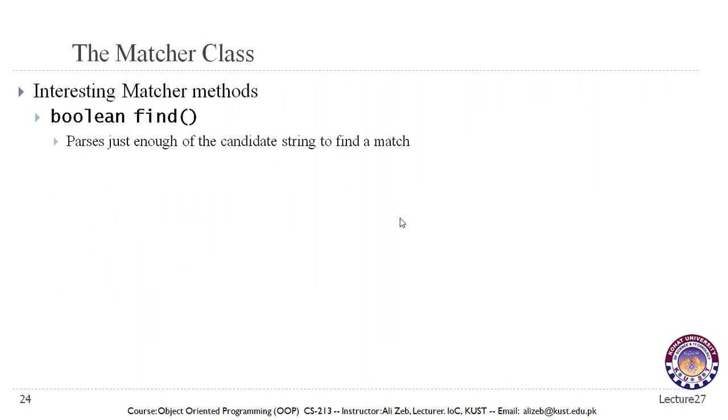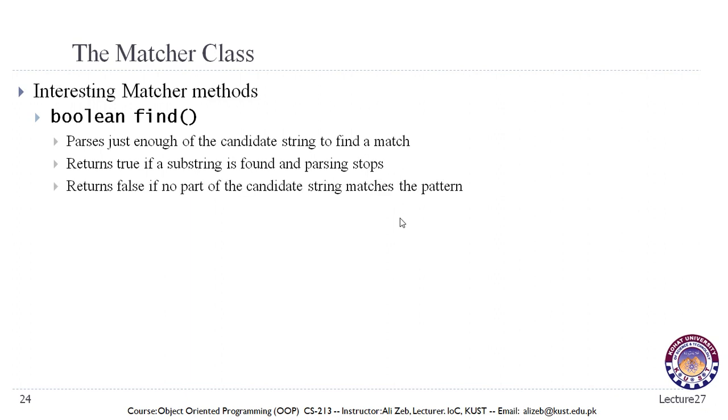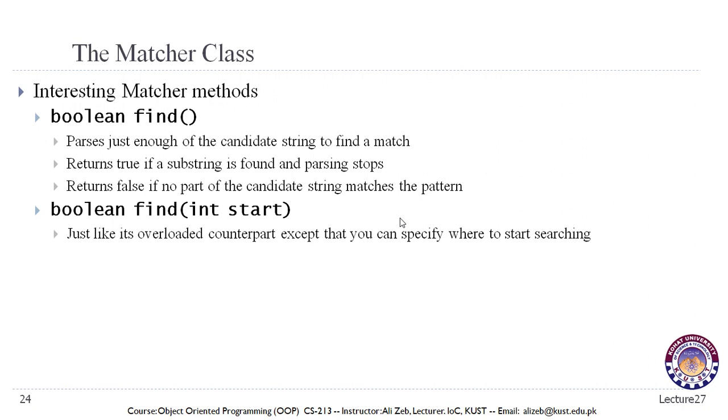The other methods include find. We'll see an application of the find method in a while. It parses just enough of the candidate string to find a match. Returns true if a substring is found and parsing stops. Returns false if no part of the candidate string matches the pattern. Boolean find with an argument int start is just like its overloaded counterpart, except that you can specify where to start searching.